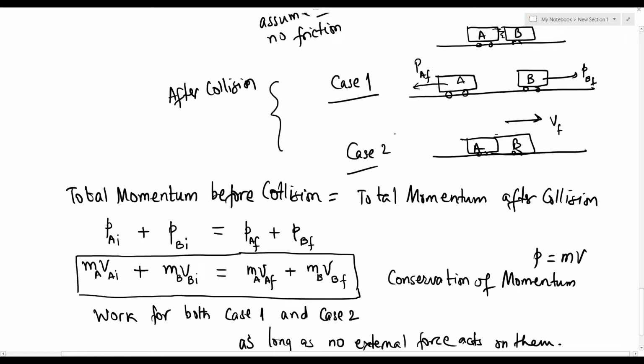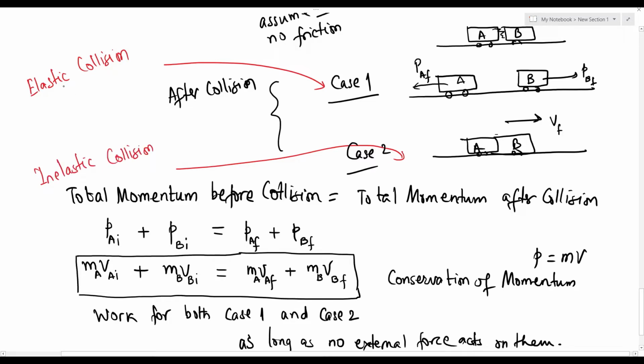So this kind of collision where they bounce back is called elastic collision. And this kind of collision where they get stuck and move as a single system or single object is called inelastic collision. The difference between elastic and inelastic is, in case of elastic collision, kinetic energy is conserved, and in inelastic collision, kinetic energy is not conserved, meaning some of the energy is lost in the form of heat or sound, whereas in case of elastic collision all the energy is conserved.